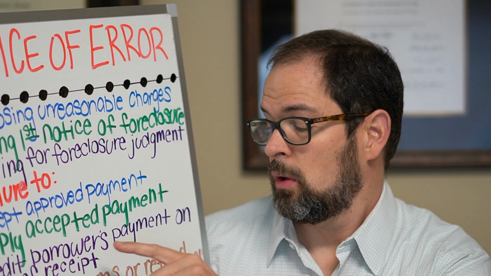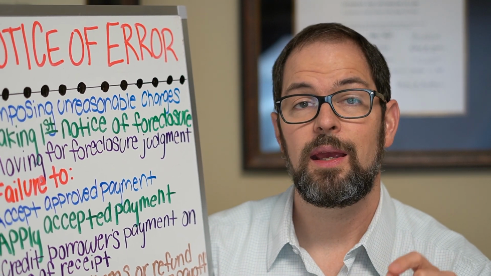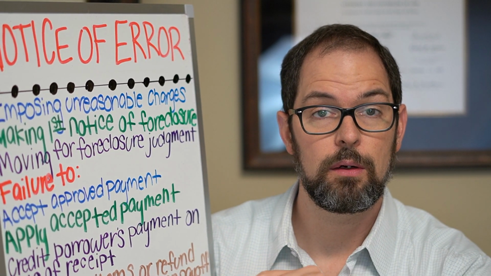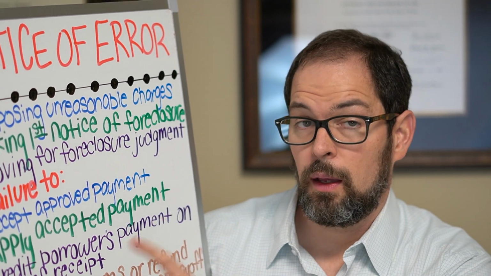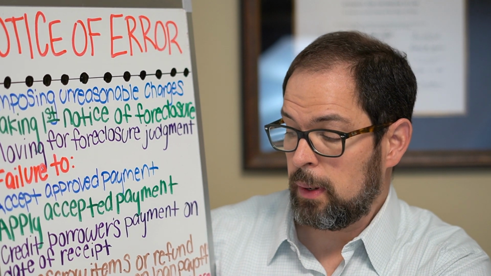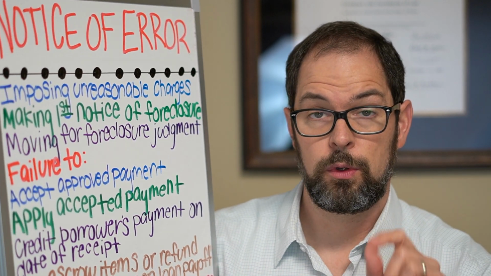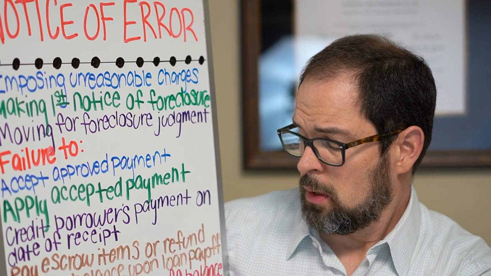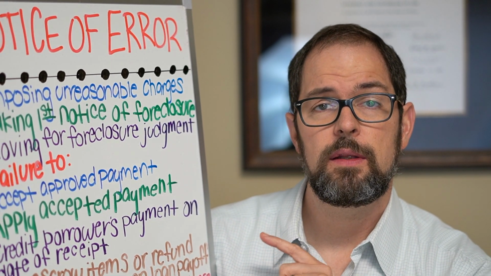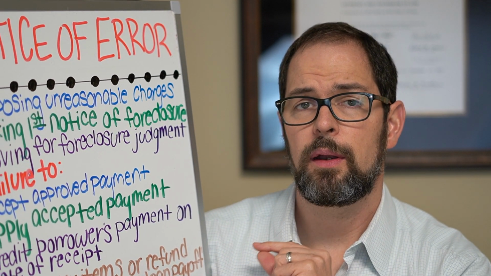Failure to credit your payment on the date of receipt. So they can't credit it 2 weeks later. They have to credit it on the day they got it. And if they don't, you can send a notice of error. For failure to pay escrow items or refund escrow balance when they're supposed to. Another basis is the failure to give you an accurate payoff balance. And I'll talk about this again in just a minute. This is a special case where they have to respond extra quickly.